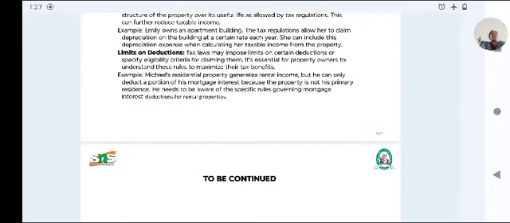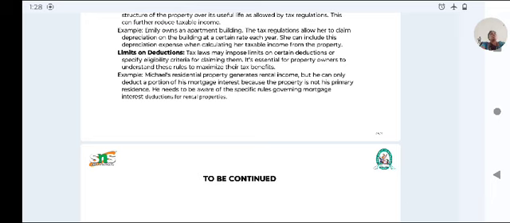The property generates rental income but he can deduct only a portion of the mortgage interest because the property is not his primary residence. He needs to be aware of the specific rules covering the mortgage interest deduction on the rental property.